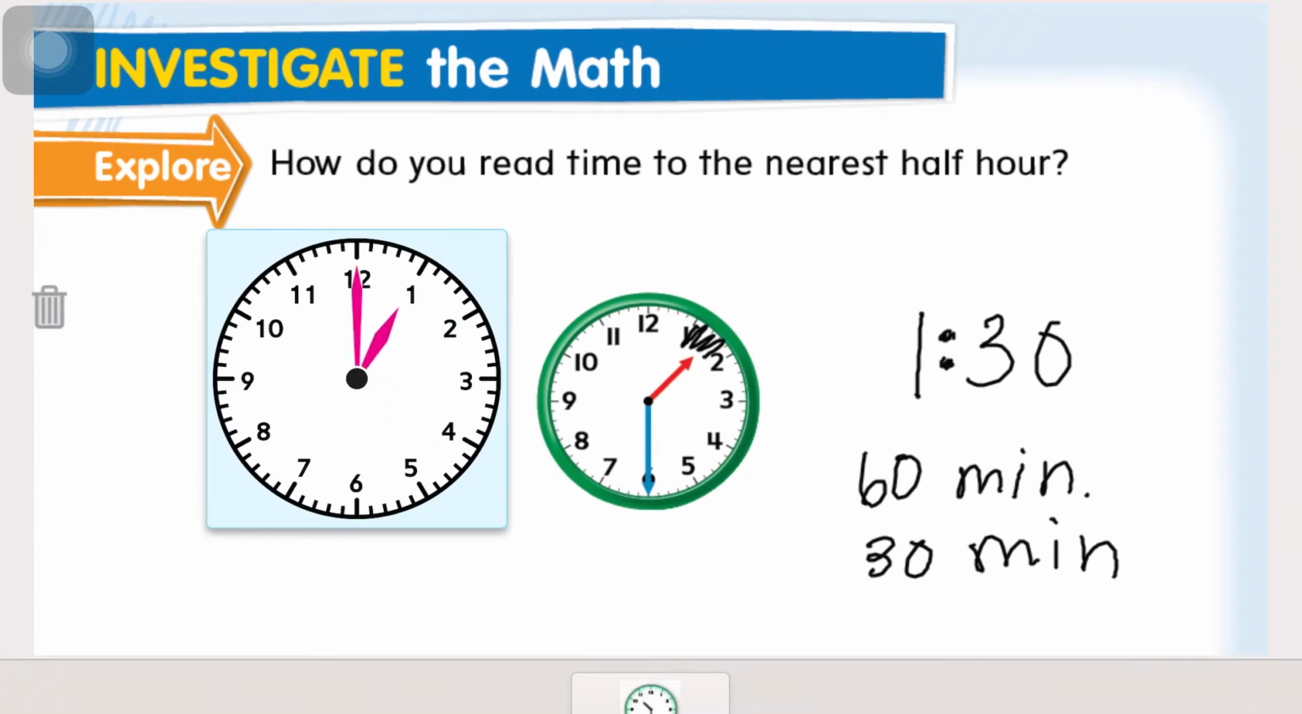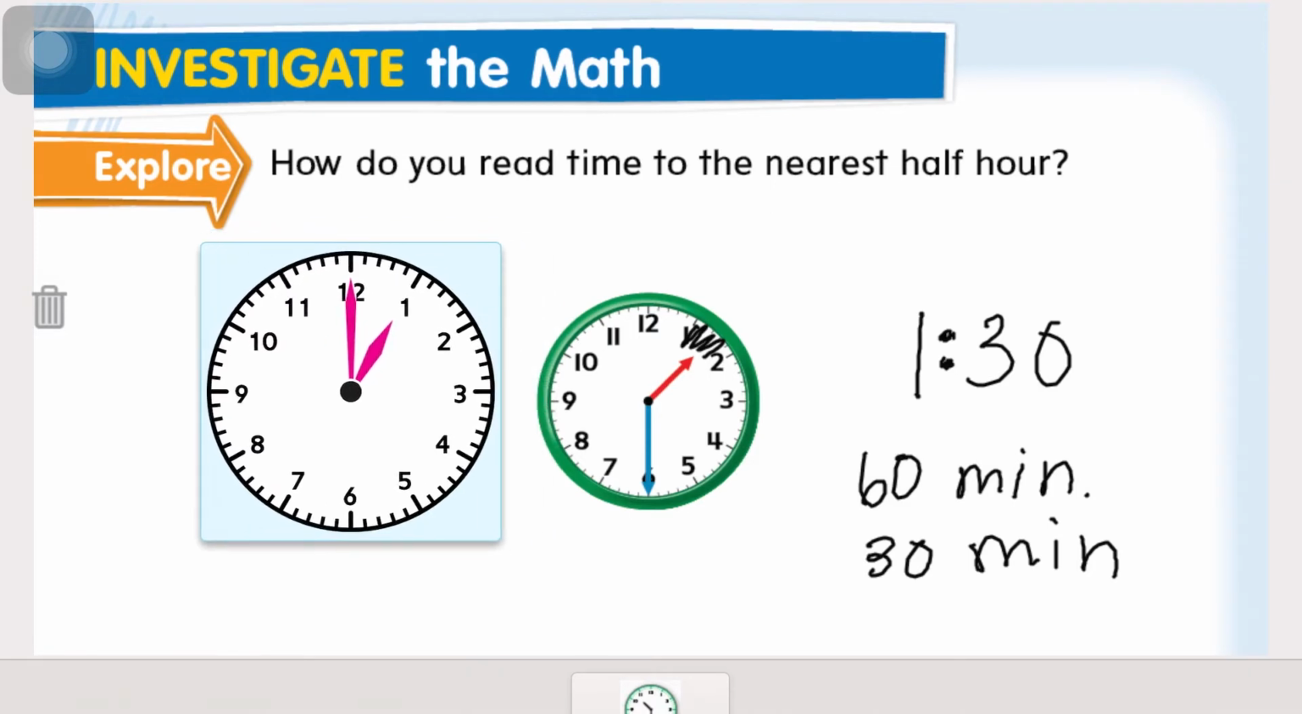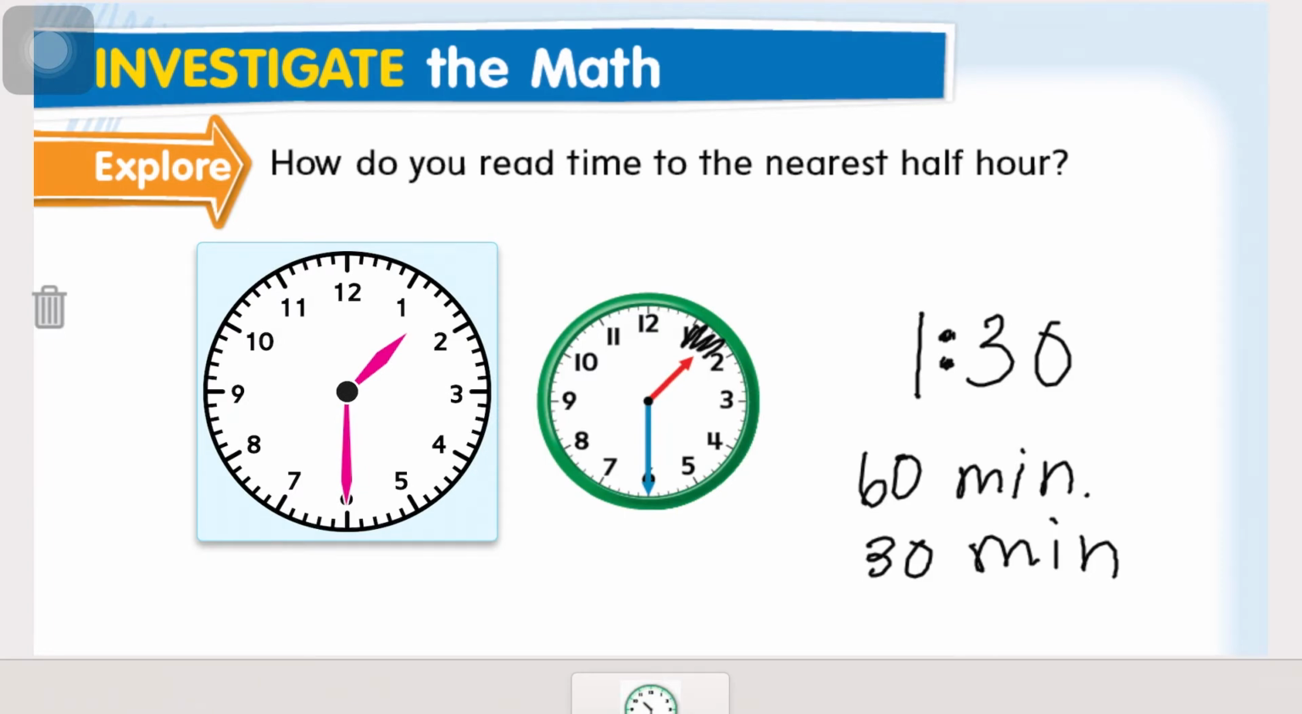If you start up at the 12, each number that we're going to go to represents a 5-minute increment. So this is 1 o'clock. Then we have 1:05, 1:10, 1:15, 1:20, 1:25, 1:30, right? 5, 10, 15, 20, 25, 30. So when our minute hand is pointing straight down, that is on the half hour, or we say 30. You can also read this time as 1:30 because we are halfway past the 1 o'clock hour.